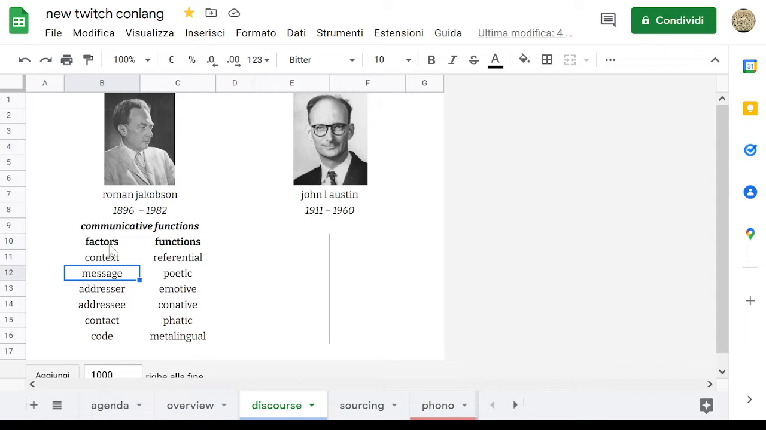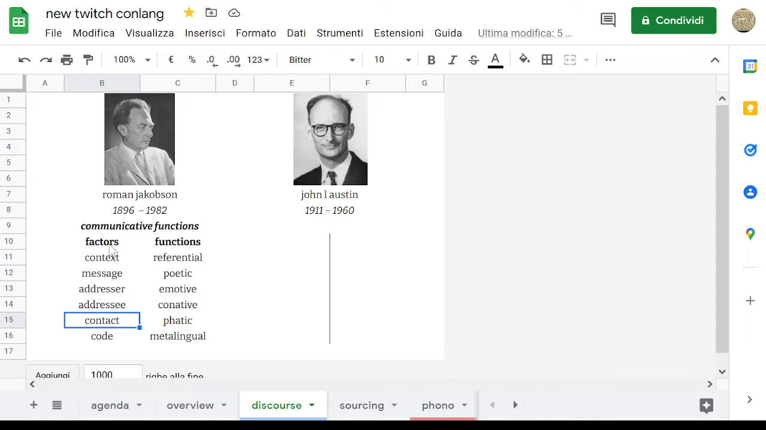Then we have the message. The message is what is actually said, like what language is expressed, what sentences, clauses, words, etc. are used. So that's the second factor. Then we've got these two interlocutors, people speaking. We've got the addresser, who is the speaker, and we've got the addressee. This is who they're talking to. And of course, these can be singular or plural. You can have multiple addressers and multiple addressees, but they're just roles in communication.